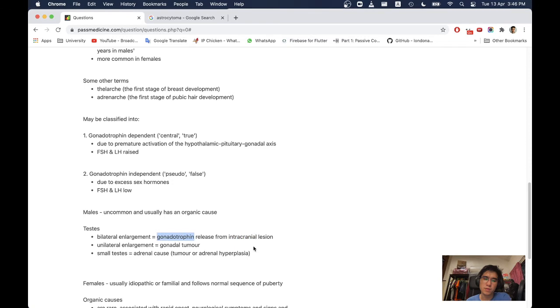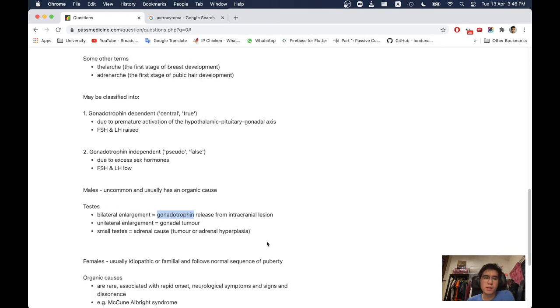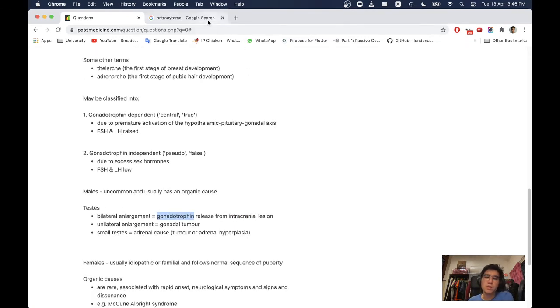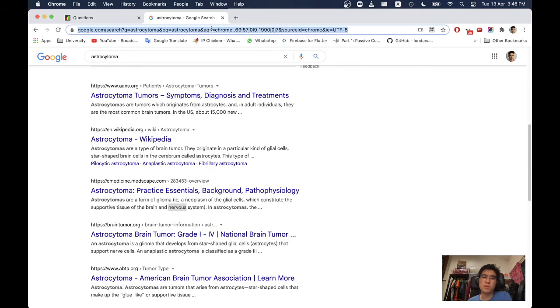Gonadotropin released from an intracranial lesion will cause bilateral testis enlargement. How do I know if the testis size is normal?